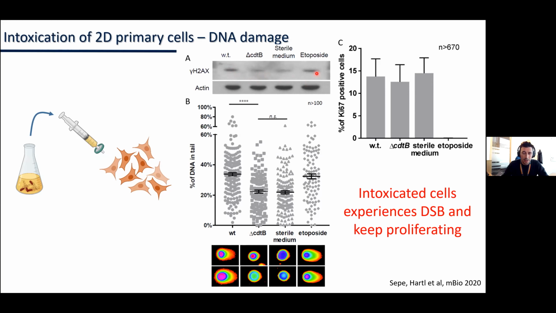And then we compare this to etoposide. Etoposide is a topoisomerase inhibitor. So when filaments of DNA are crossing within each other, they are reassembled back. But if you put etoposide, this doesn't happen and it generates a break. So the amount of damage that we could see with the toxin is similar to what etoposide can cause.